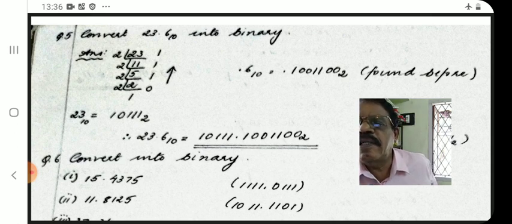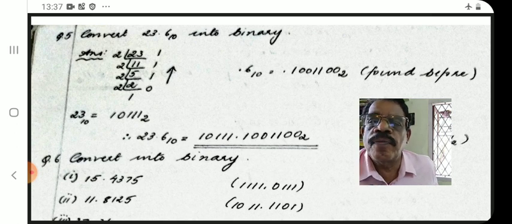First we take the integer part, 23 by 2, that is 11 and the remainder 1. 11 by 2, 5, remainder 1. 5 by 2, 2, remainder 1. 2 by 2, 1. The remainders are noted upwards. So 23 is equal to 10111 to the base 2.